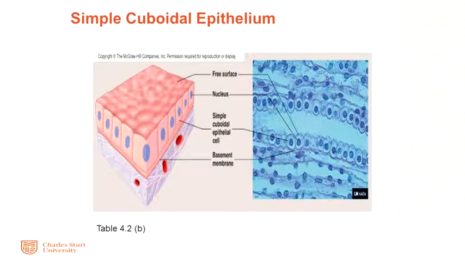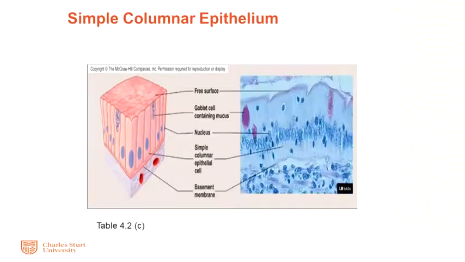We have simple cuboidal epithelium in some parts of the body here. You can just see again, just one layer of cube-shaped cells. We also have simple columnar epithelium. So these are cells producing mucus, these goblet cells producing mucus.